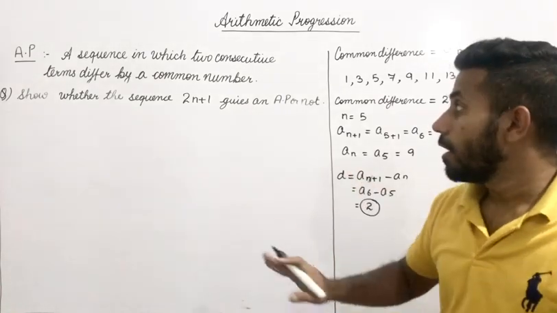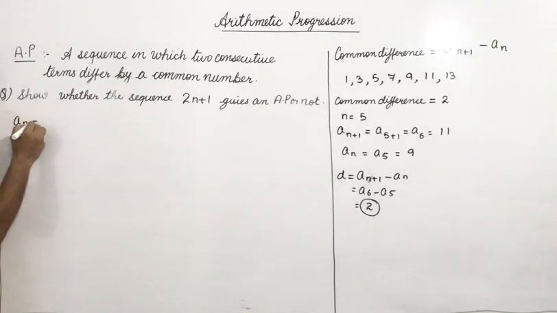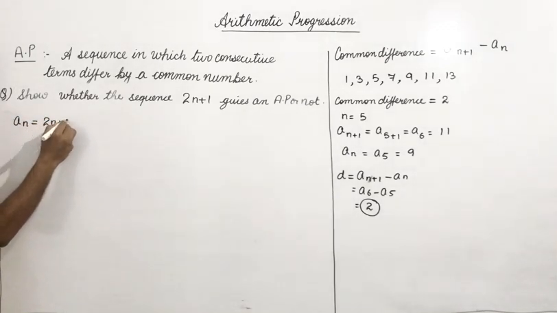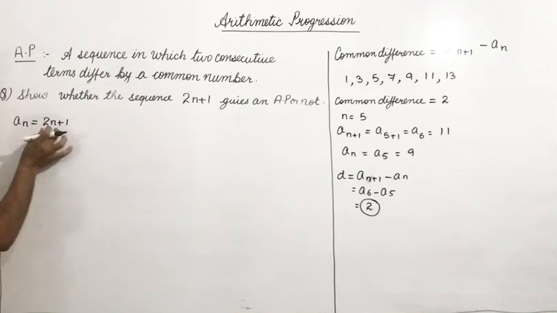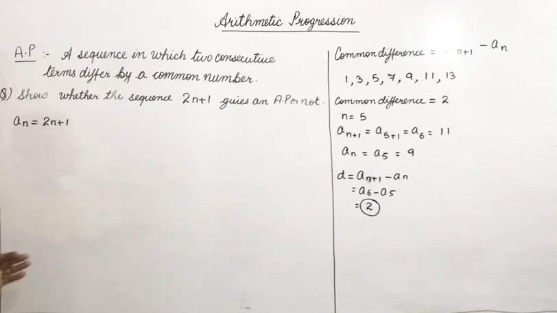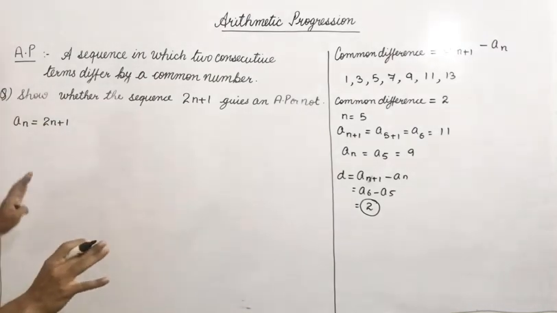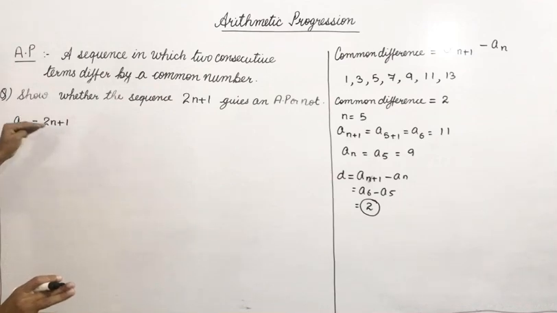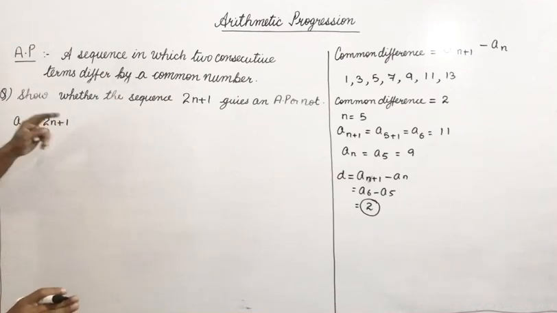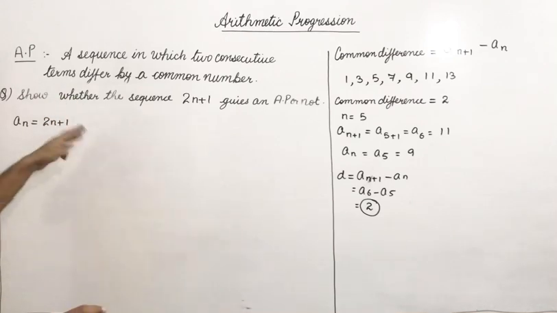Remember very clearly, this is the general term of the sequence. What is the general term of the sequence? That is 2n plus 1. This is a linear equation in one variable whose degree is 1. So very clearly, directly you can say that this will give an AP. But if the degree of the general term of any sequence is 2, 3 or 4, straight away say that this will not give an AP. But how to solve it?